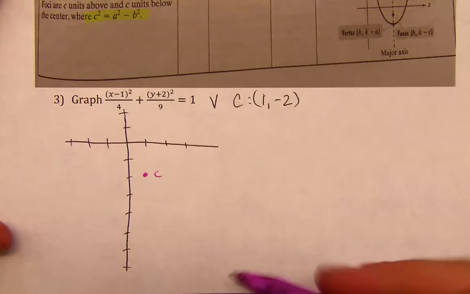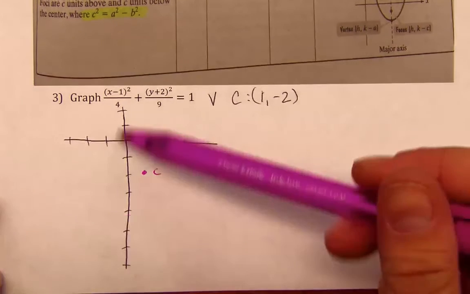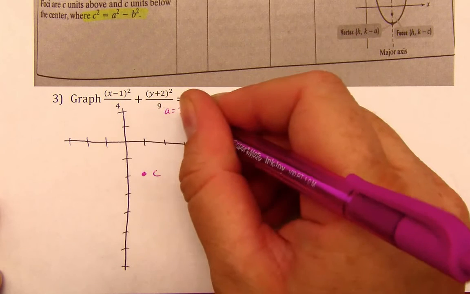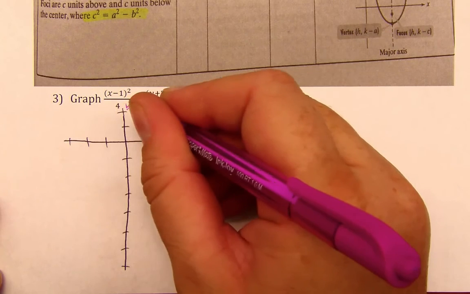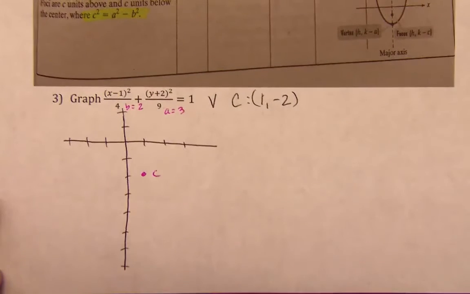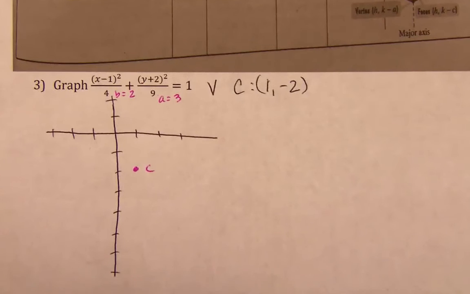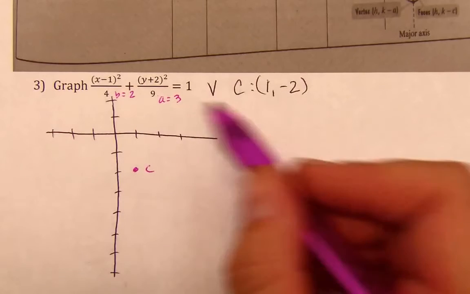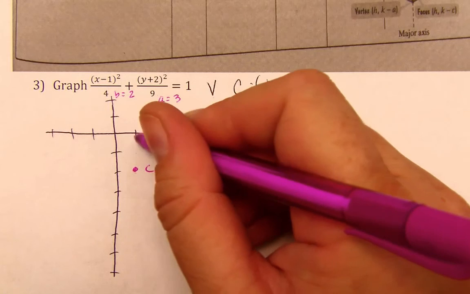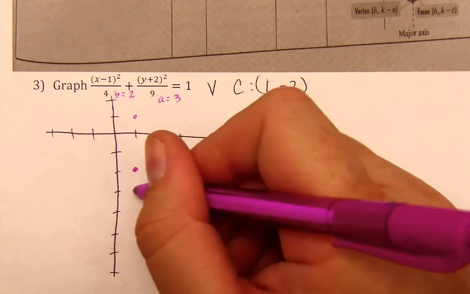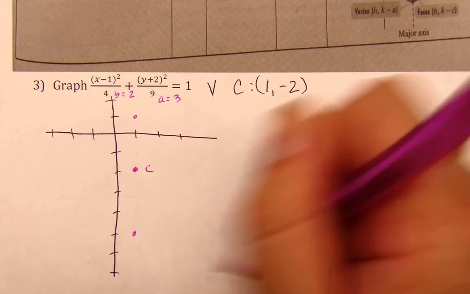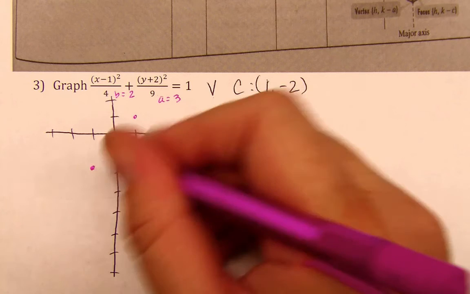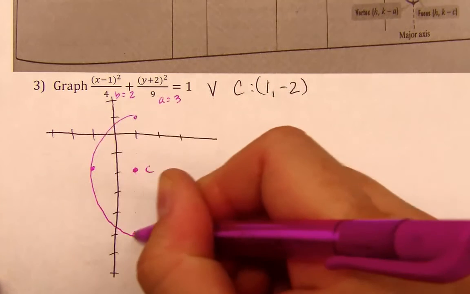That's our center, and we know that this is a vertical ellipse. My a value is 3, and my b value is 2. I'll zoom in on that a little bit. What that means is that, since this is vertical, I'm going to go up 1, 2, 3, and down 1, 2, 3, and out to the sides 2. This is the shape of my ellipse.